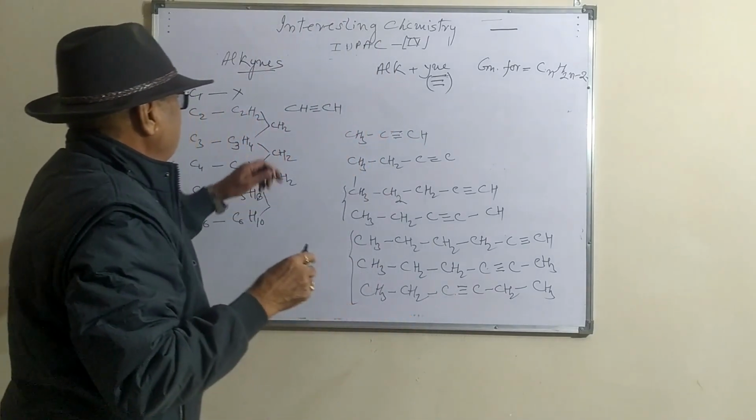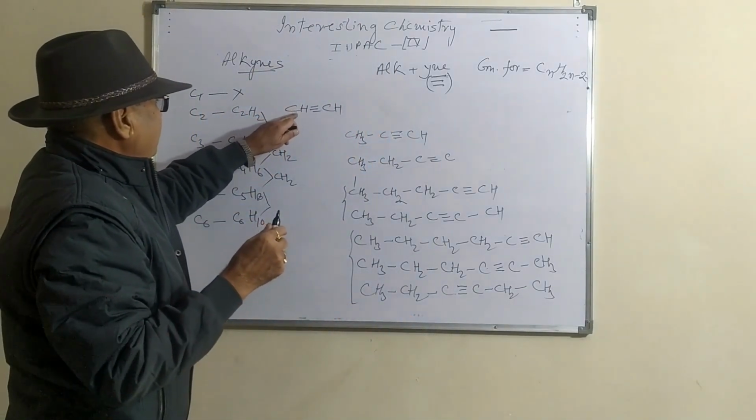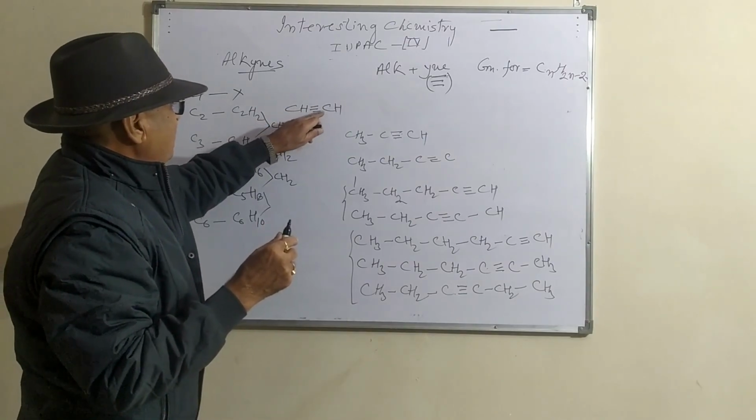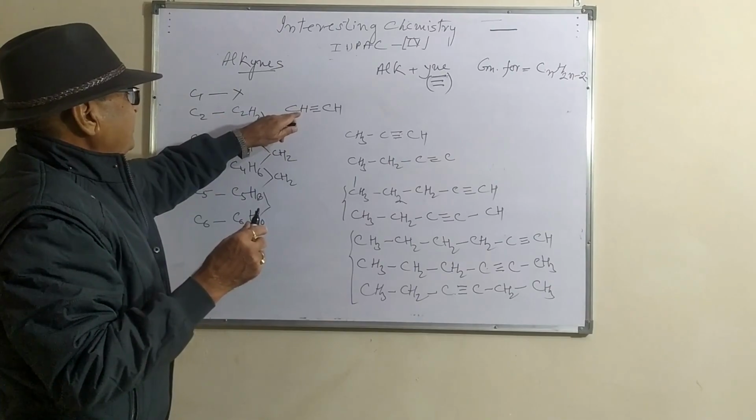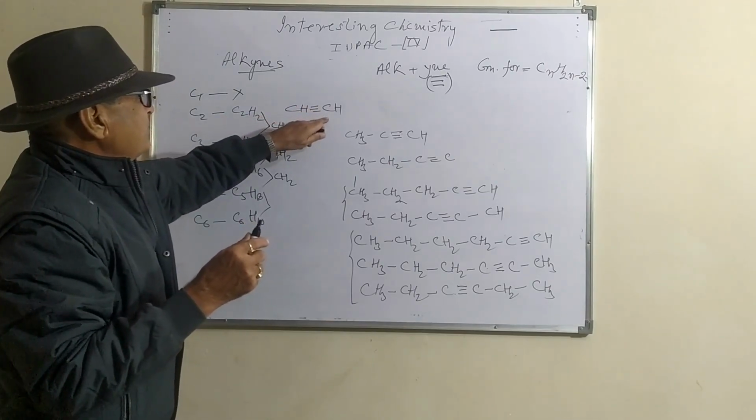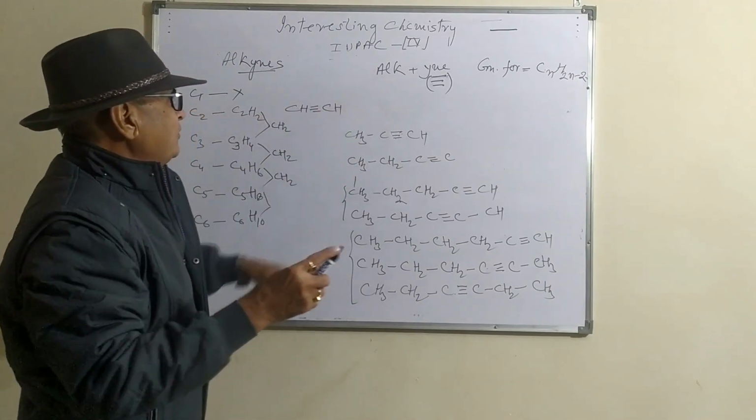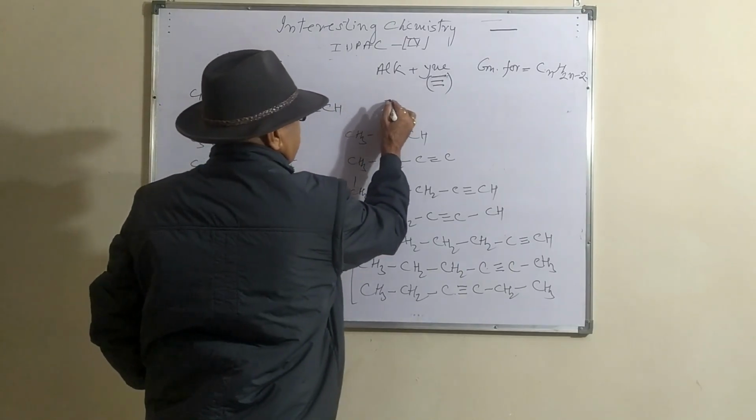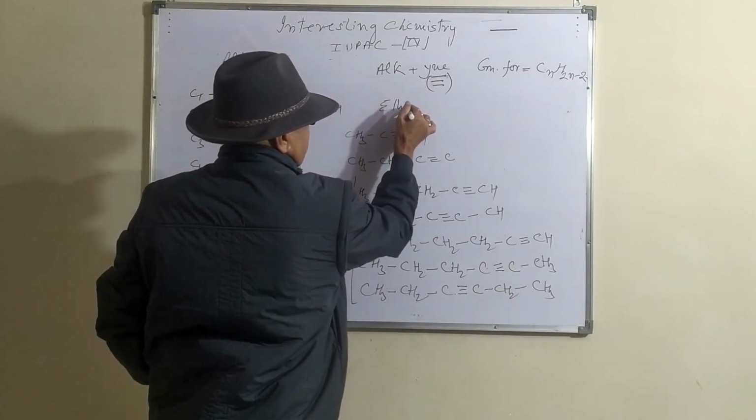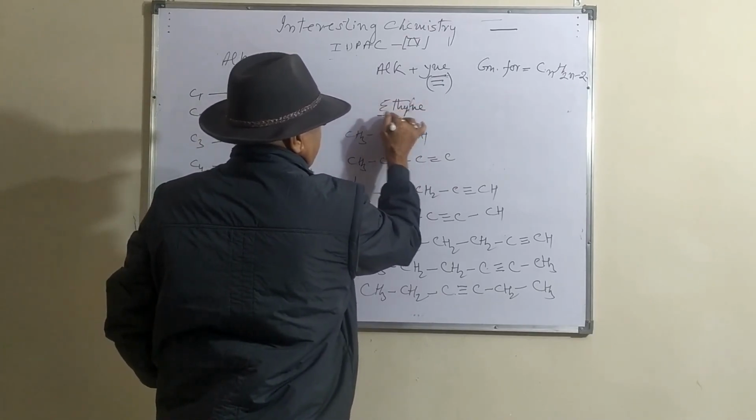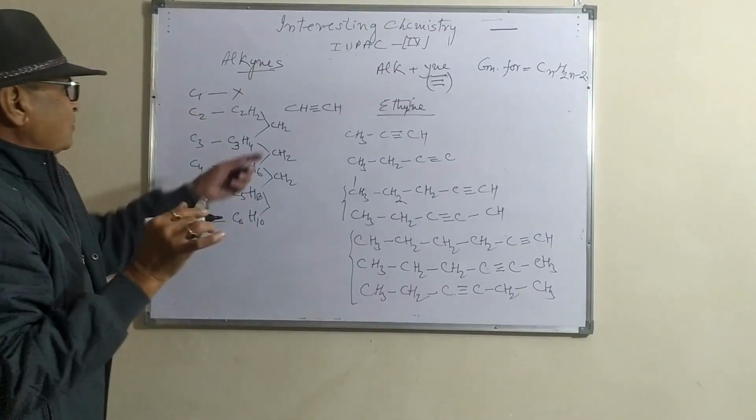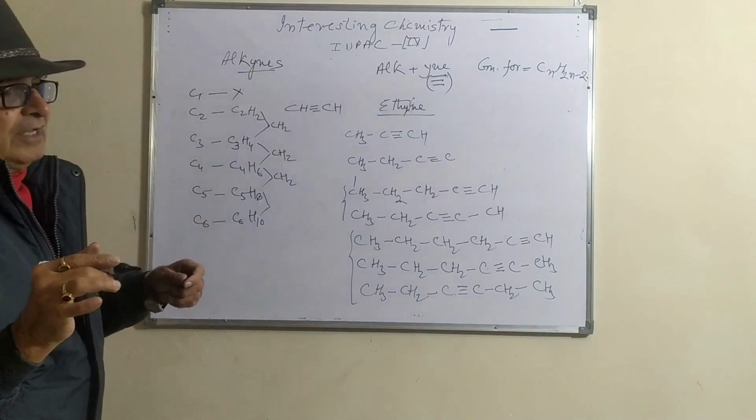So here you will write the triple bond in this way: CH triple bond CH. There are 2 carbons, so the name of this compound will be ethyne.